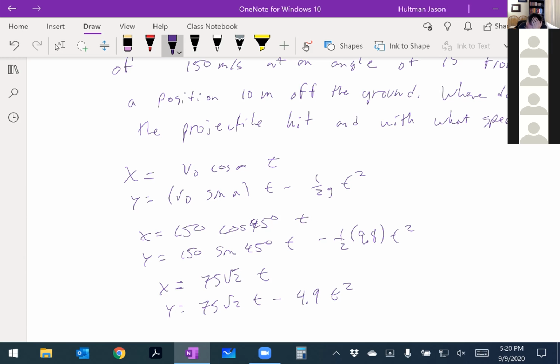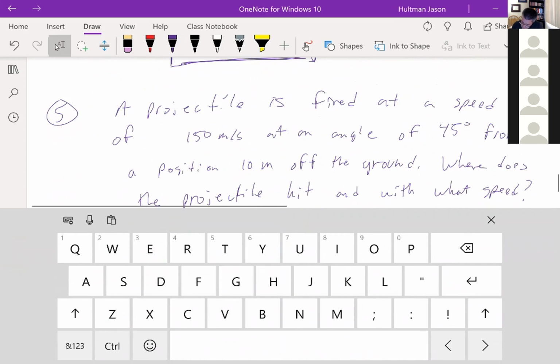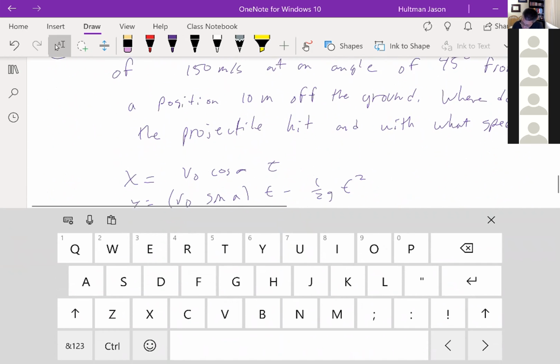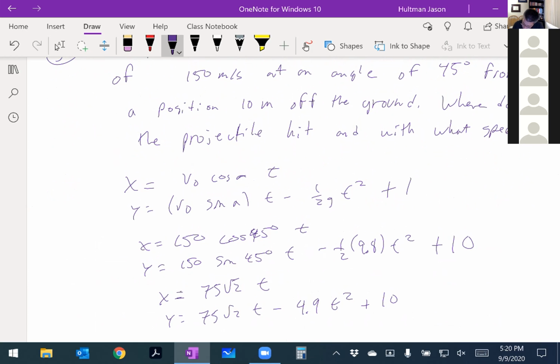However, we are 10 meters off the ground, which means that we have to add 10 here, plus 10. I guess we could have put in here plus some sort of h naught, which is fine.